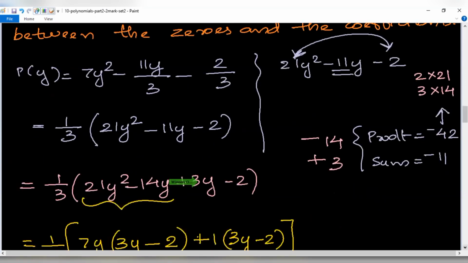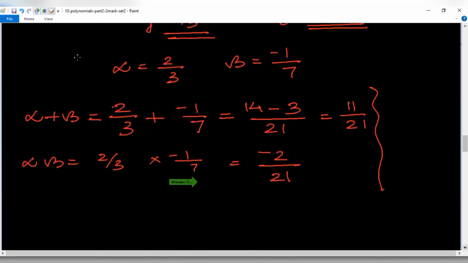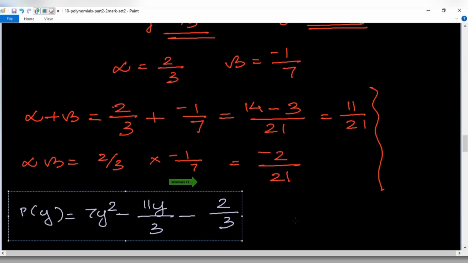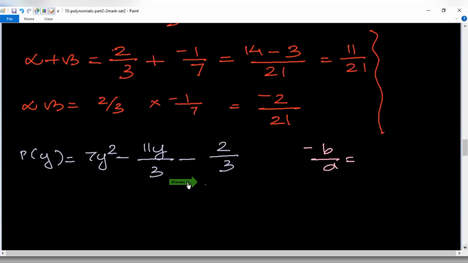And we have to check whether minus b by a and c by a is also the same as alpha plus beta and alpha beta. Okay, now here minus b by a. Minus b by a means, this is a, which is 7, and b is minus 11 by 3. This is b and this is c, minus 2 by 3.